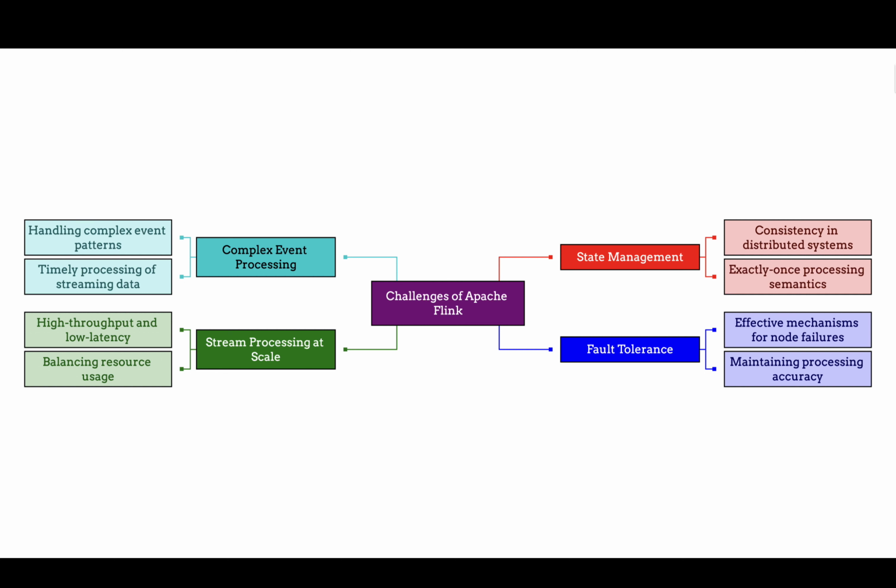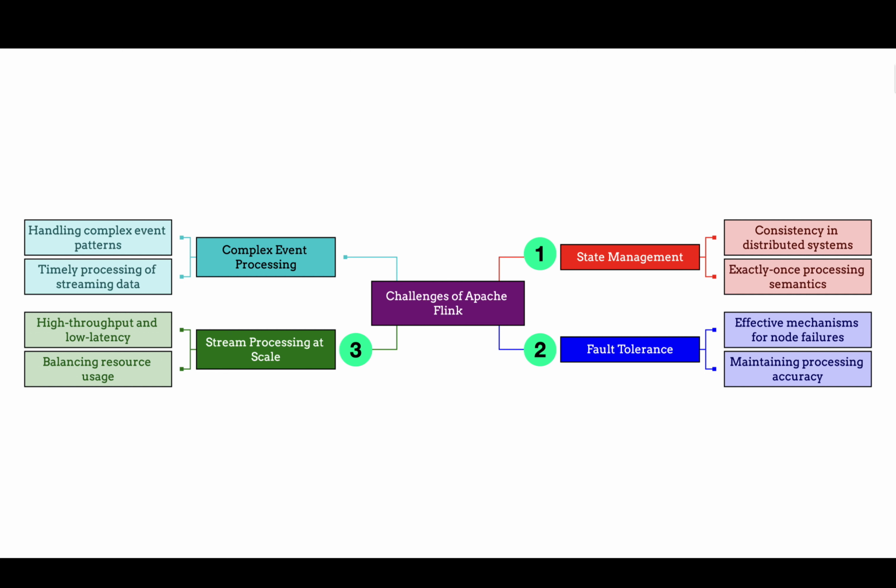Challenges of Apache Flink. 1. State management. Managing state consistently across distributed systems poses a significant challenge, especially for exactly once processing semantics. 2. Fault tolerance. Implementing effective fault tolerance mechanisms to handle node failures while maintaining processing accuracy.